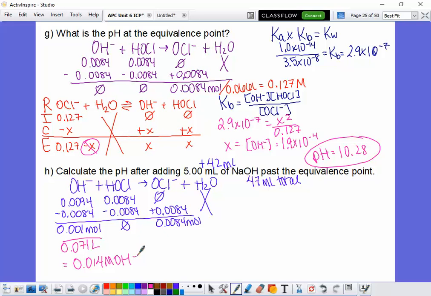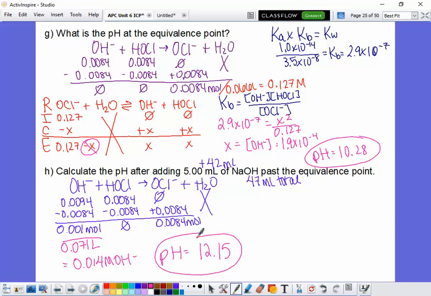0.014 molar. So negative log of that, and then 14 minus that will give us our pH. What do you get? 12.15.